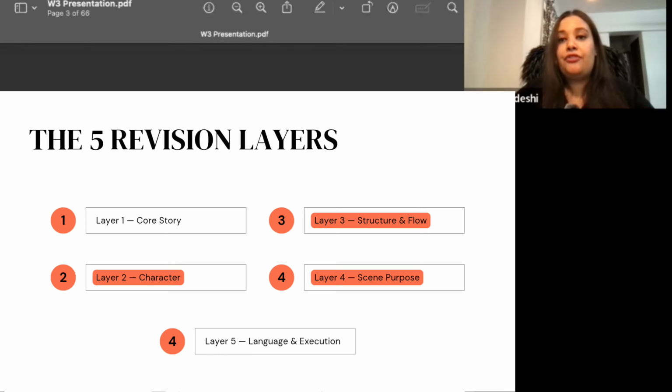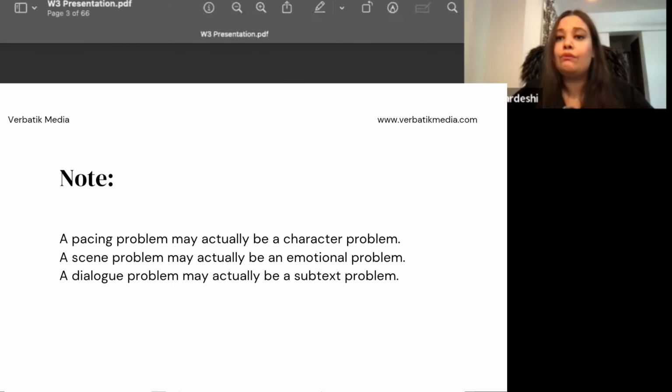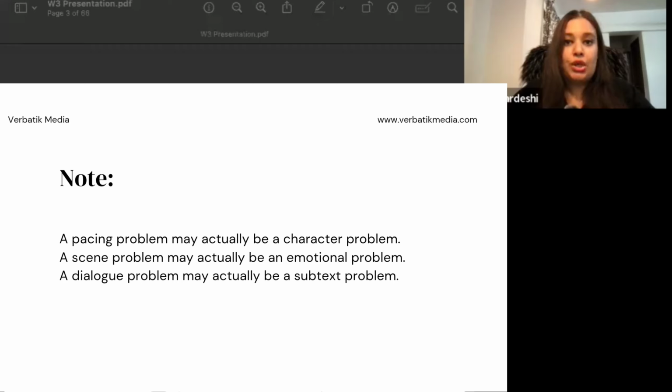One thing I want to clarify before we begin is that these layers are not isolated from each other. Now, before that, in today's session, we are going to be covering two layers, not one, but two. That is layer number two, character, and layer number four, scene purpose. Now, as I was saying, these layers are not isolated from each other.